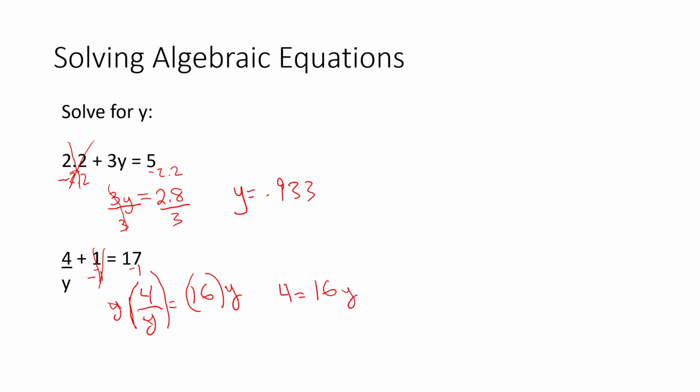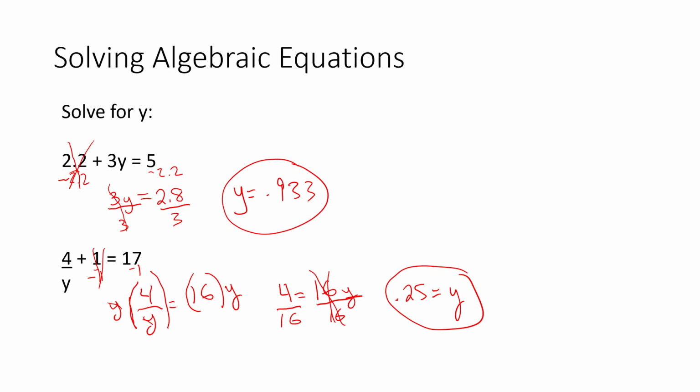Now I want to isolate this y. So 16 is attached to the y, so I have to divide away the 16. And because I divided away, that cancels that out, but I have to do the same to the other side. So 4 divided by 16 is 0.25. And that's y. So that's our final answer for that one.